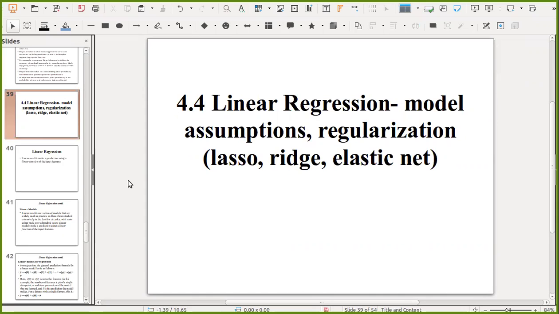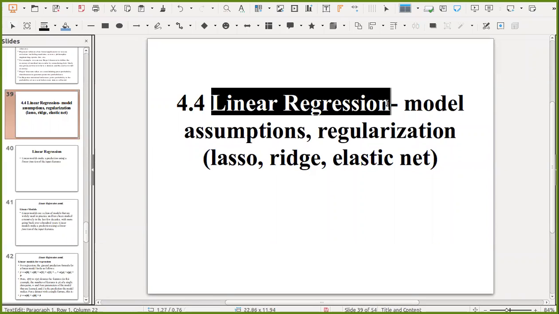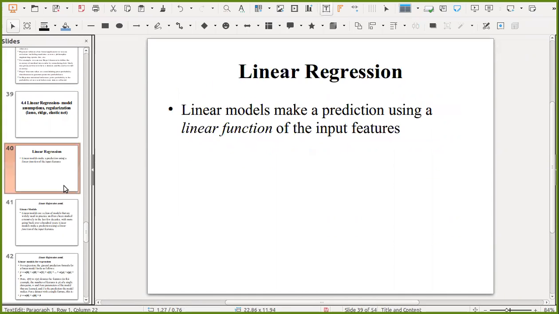So okay, now let us start with the linear regression model, assumptions, and regularization, that is lasso, ridge, and elastic net. So these are the three variations of linear regression. Before moving to that, let us see what is meant by linear regression. We wanted to talk about this first. Linear regression means that we are using a linear model.